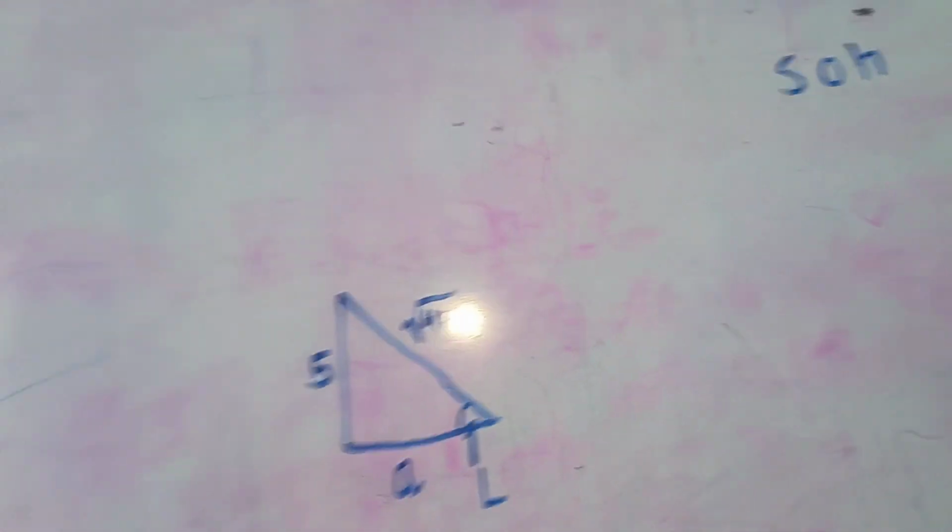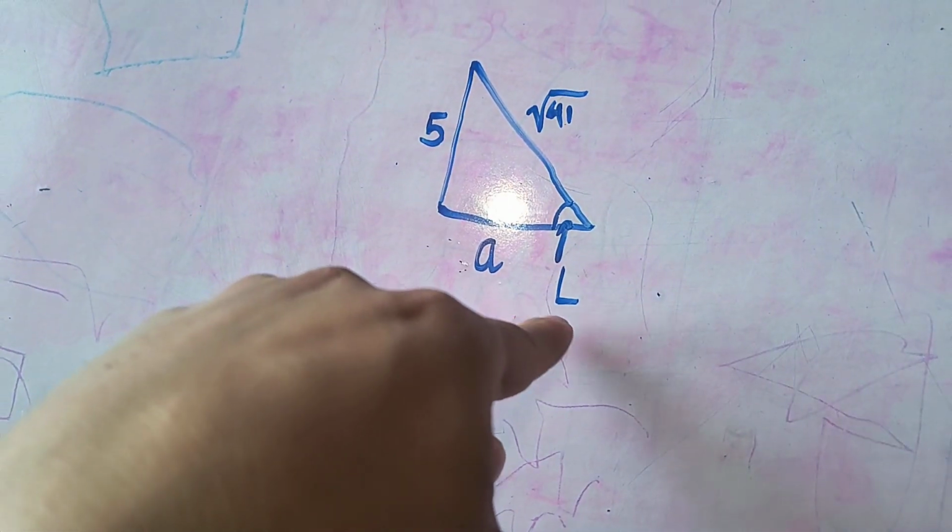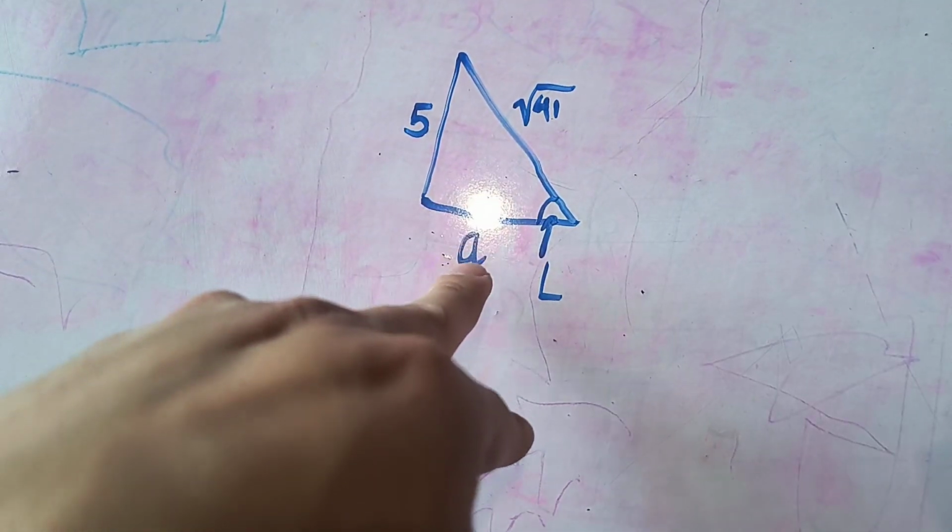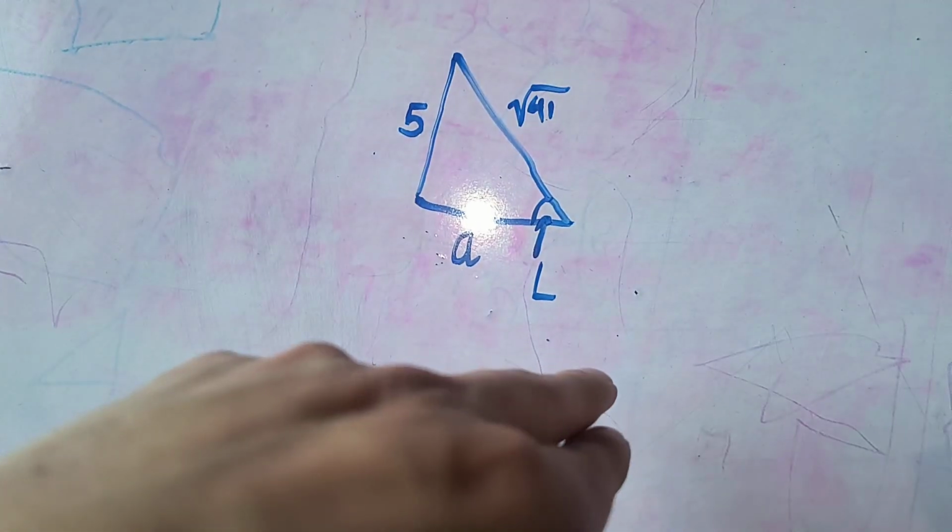Okay, we got this right triangle right here with angle L and this side right here that is of size A, which is a problem. And we're going to try to solve for all the trigonometric ratios, all six.